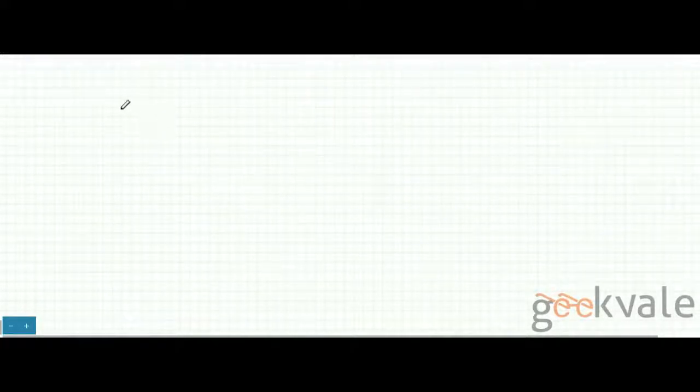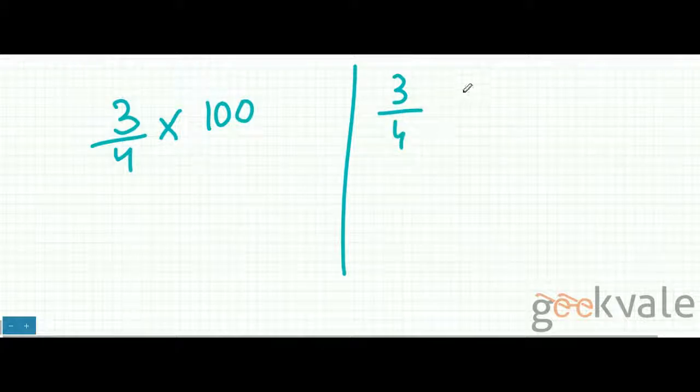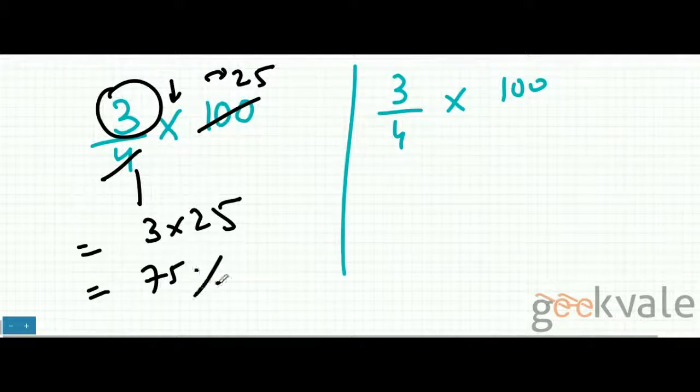Suppose I've been given 3 quarters and I have to convert this fraction to a percentage. All you need to do is multiply that with 100. Now you can pick your method. Either you just simplify that, or you can multiply and then simplify it. I'm going to show you both ways. My preferred method is that you simplify and then multiply. 4 times 1, 4 times 25. All you're left with is 3 on the left side and 25 on the right side, and there's the multiplication symbol between them. That means all you need to do is 3 times 25, which is 75%.